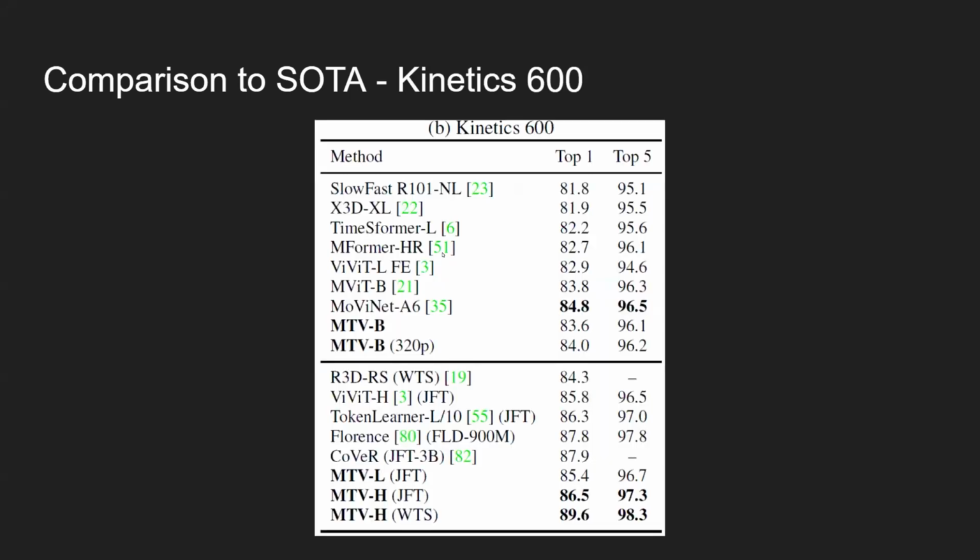And now again, moving on to the 600 dataset. On the 600 dataset, one thing we have to note over here is that the MTVB performance is second best to the MovieNet A6. This is because the MovieNet A6 model was actually structured for the Kinetics 600 dataset itself. So even coming close to that is a really astounding thing. And then again, with the pre-training data sets, they have again outperformed, which is nothing new right now.